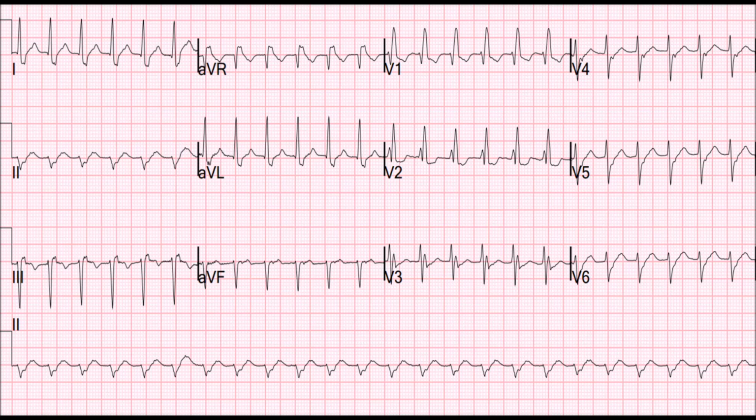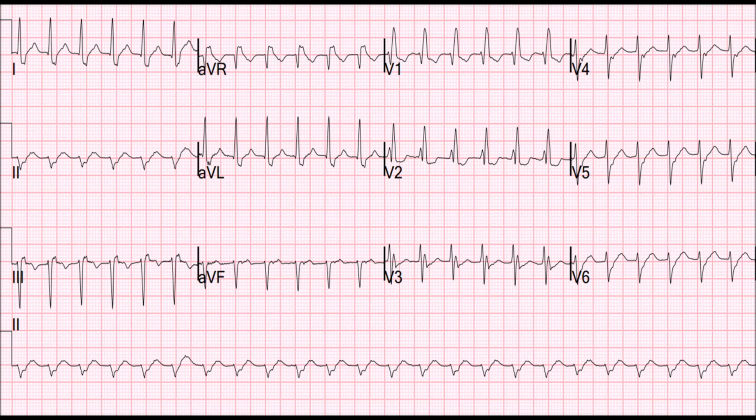So underneath SVT are... now the thing with flutter is sometimes it can look like SVT. What does flutter look like when it's 2-to-1? Regular and fast, just like any SVT, right? So that could be a masquerader for a regular SVT, okay? And it's important to know the difference because the treatments are very different, right? These things you're worried about thrombus, you're worried about heart failure, but these things are just more of an inconvenience, okay? Now this is a simple way to look at SVT.